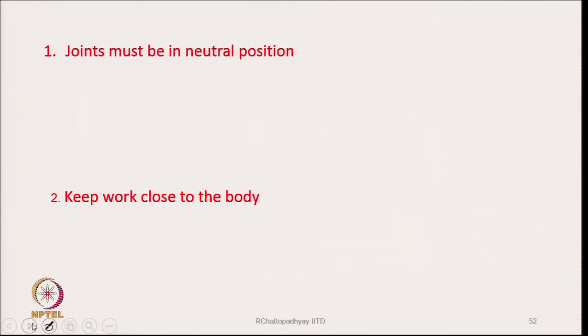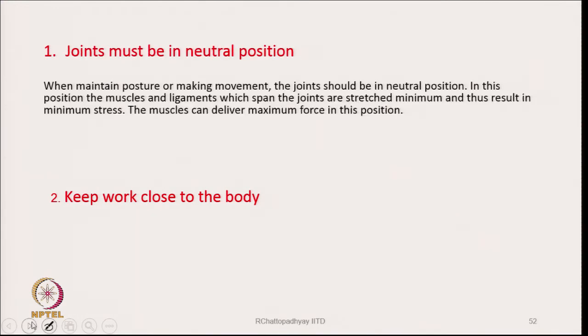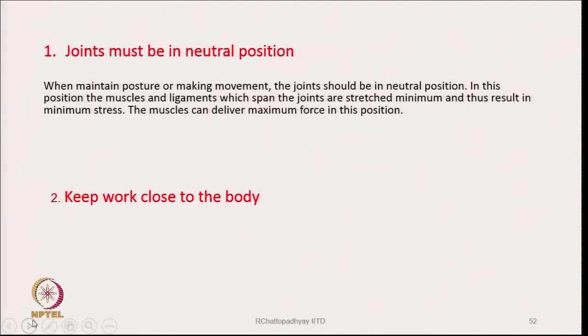So, what we need to do is, one, the joint must be in neutral position. We have to see that the neutral position of the joint is maintained. When maintaining postures or making movements, the joint should be in neutral position. In this position, the muscles and the ligaments which span the joints are stressed minimum, and thus result in minimum stress. So, that is how we have to think of the designing. The muscles can deliver maximum force in these positions.